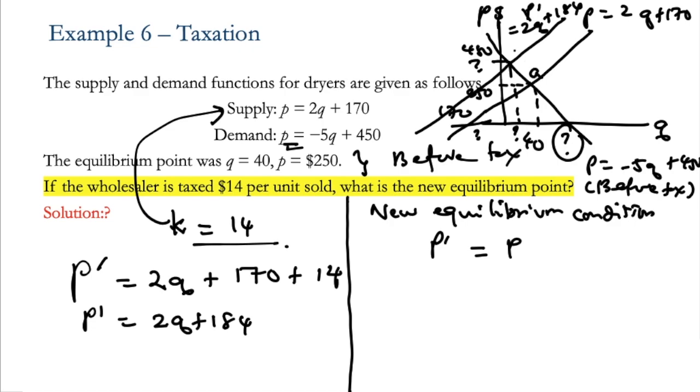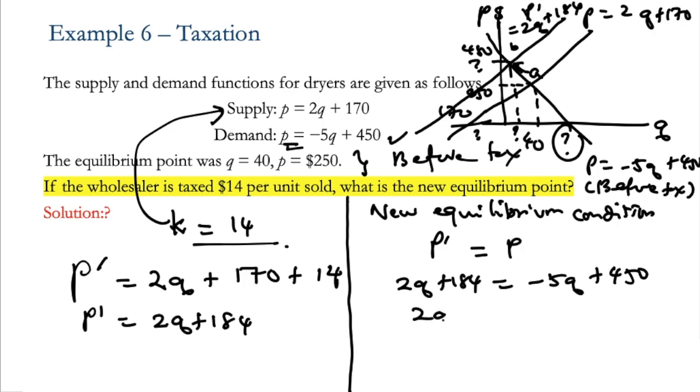So it moves from point A to point B. If you visualize, you can see clearly that the price will increase, and the equilibrium quantity in the market would decrease. So here, P prime: 2Q plus 184 equals P, taking the demand here, minus 5Q plus 450. What do we get here? And then you rearrange it.